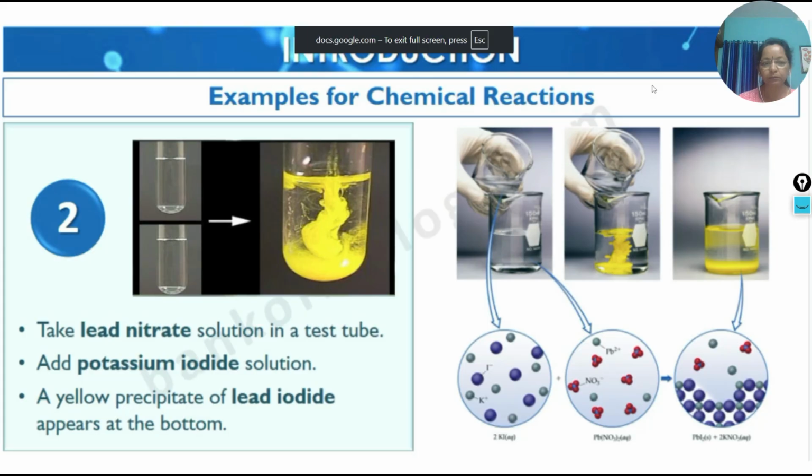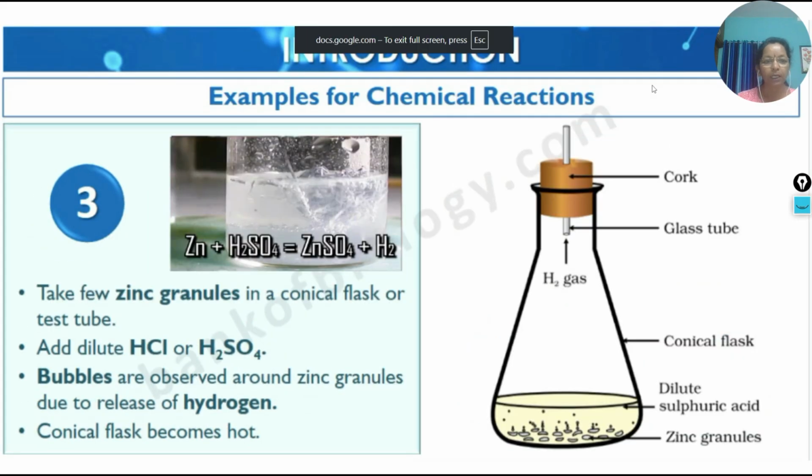In the next example, you see the conical flask. We are taking some zinc granules and adding dilute sulfuric acid using the glass tube. Then we can see that gas is being evolved. In the previous example we saw a color change, and in this example we can see an evolution of gas taking place.